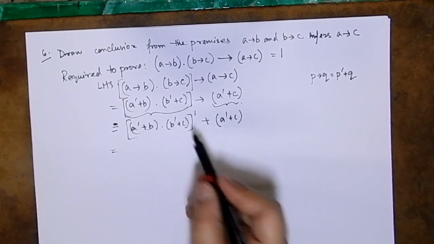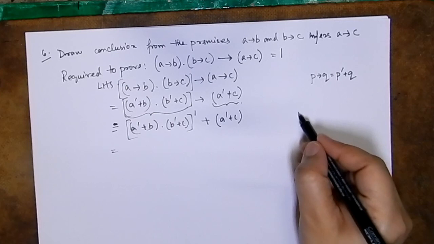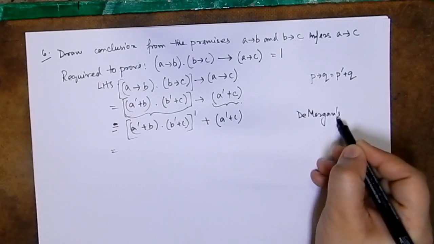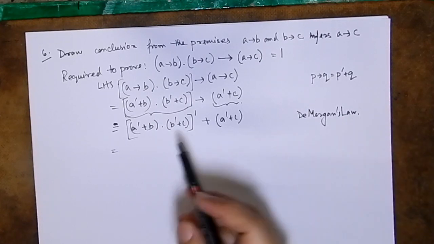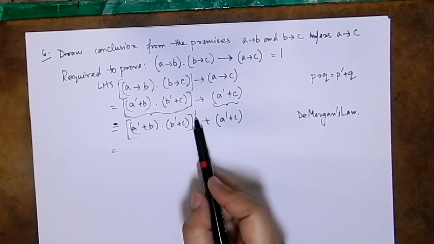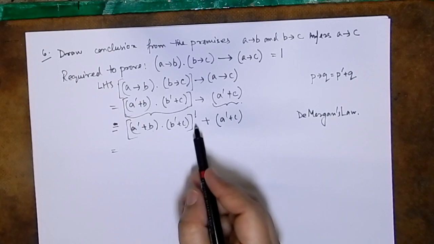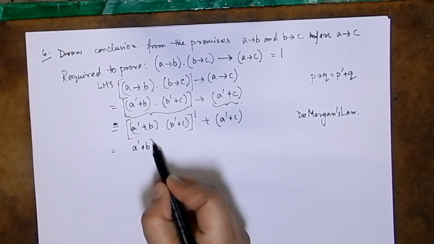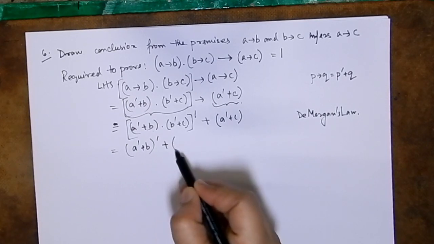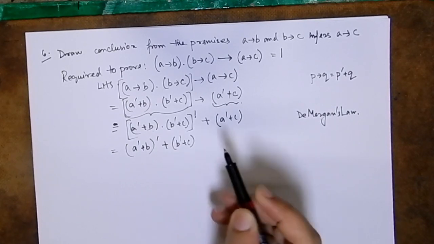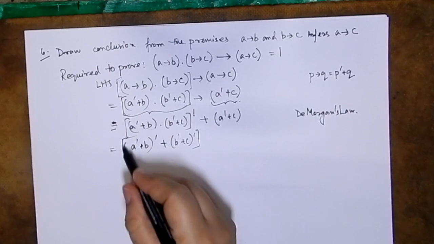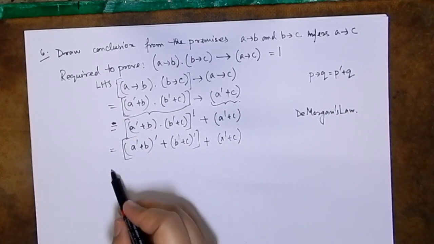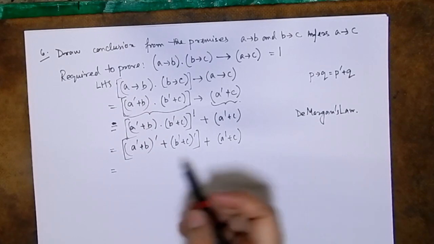Now let us use De Morgan's law over here. Here I am using De Morgan's law, where this is the product of two terms and we are going to find out the complement. So this will be the sum of the individual complements. So A dashed plus B whole dashed plus B dashed plus C whole dashed plus A dashed plus C. So here we don't have anything to do, so I'll keep it over here, we will need it later.